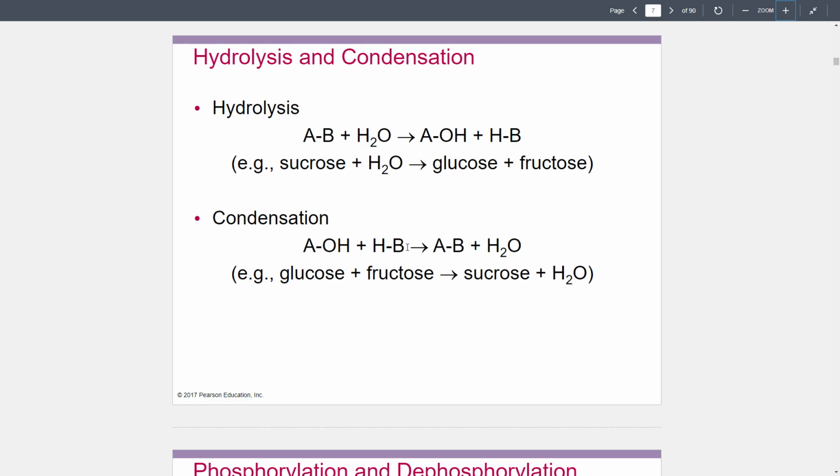Condensation is simply the opposite. I take my two molecules, I remove a water molecule from them, and I wind up with a product that is a combination of those two substrates plus a water molecule. So just reverse what we just did. I take my glucose and my fructose, I remove a water molecule from them, bonding them together, giving me a sucrose plus a water. So condensation, you're going to end up with water as a byproduct. Hydrolysis, you're going to use water to break a bond.